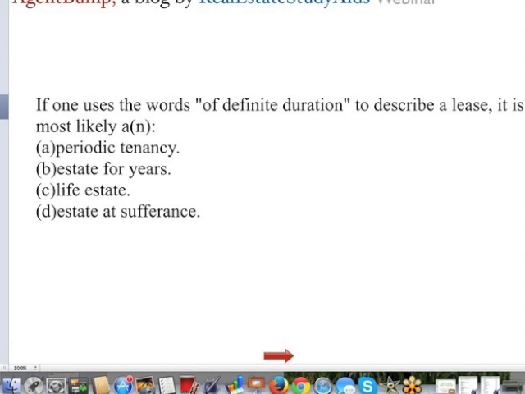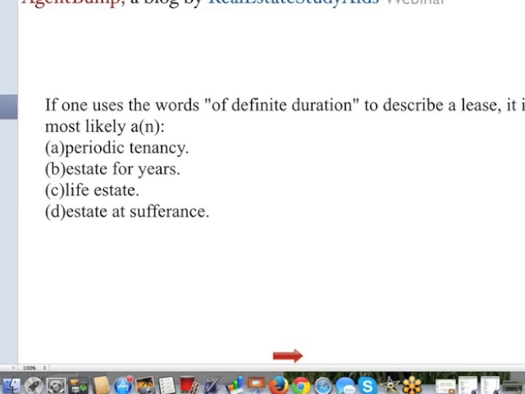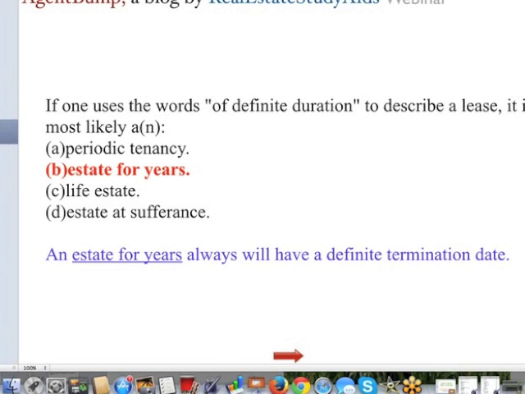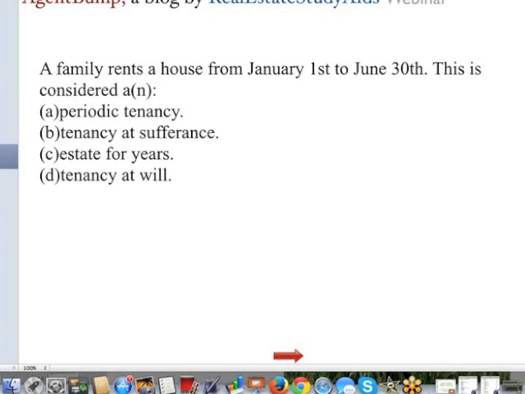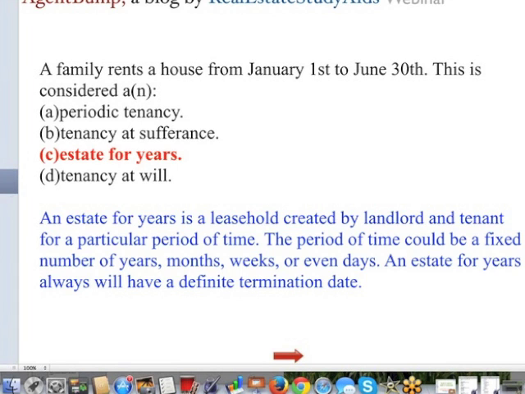And here we have our first question of the evening. You guys excited? Yay. All right. So what do you guys think the answer is? I say B. Excellent. Yes, years. What do you guys think? Periodic tenancy, A. Nope.